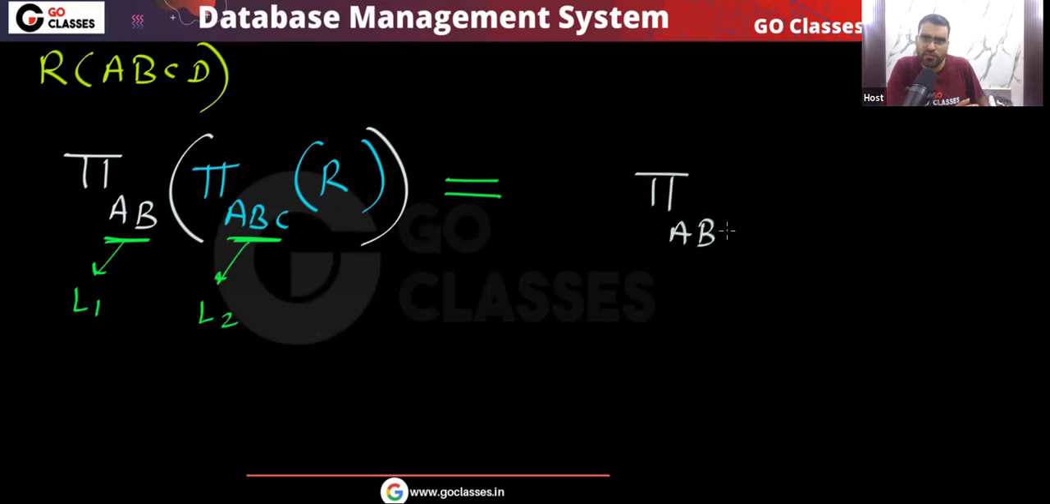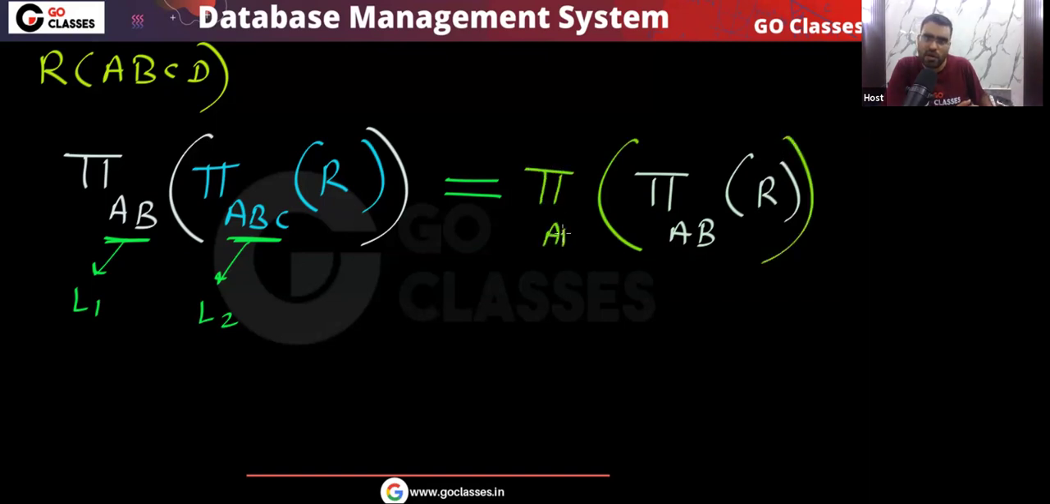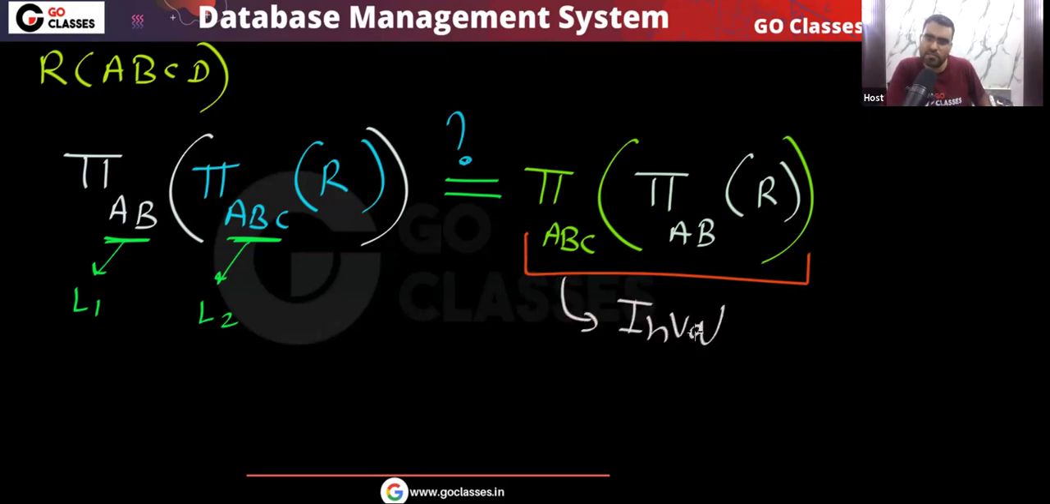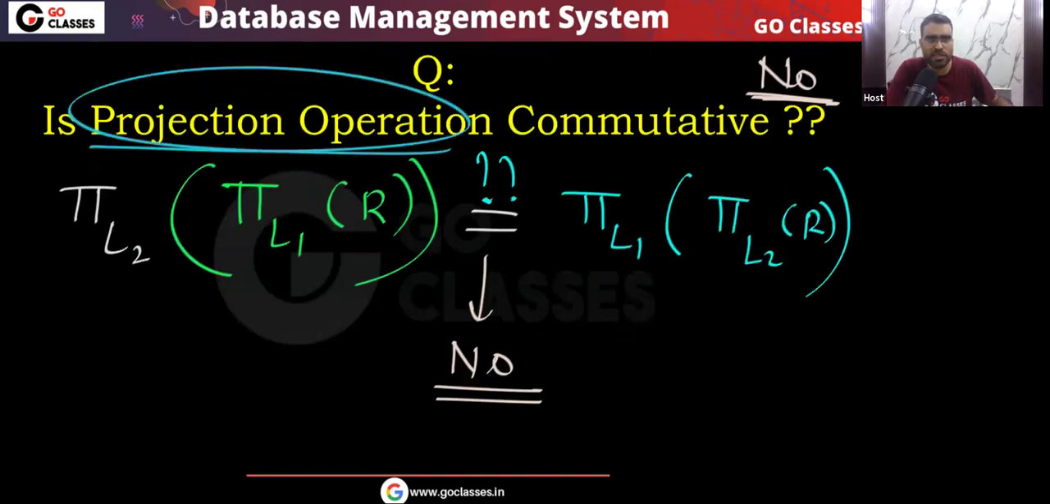If I write like this, here I write L1 and here I write L2. Are they same? Let me know. This is not even valid. Yes or no? Invalid. This is invalid. So remember that this projection operation is not commutative.